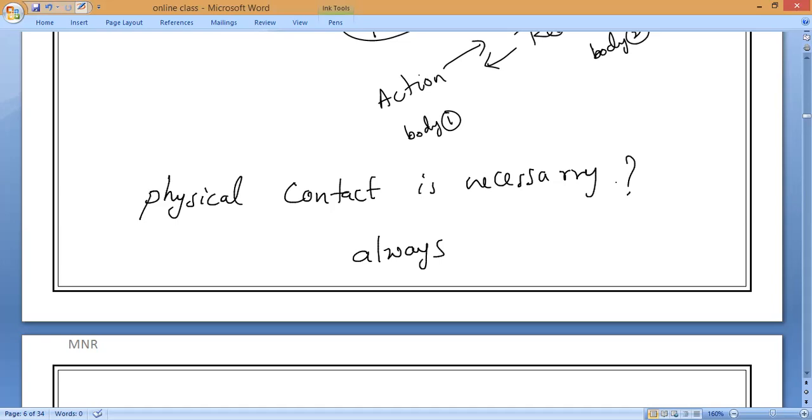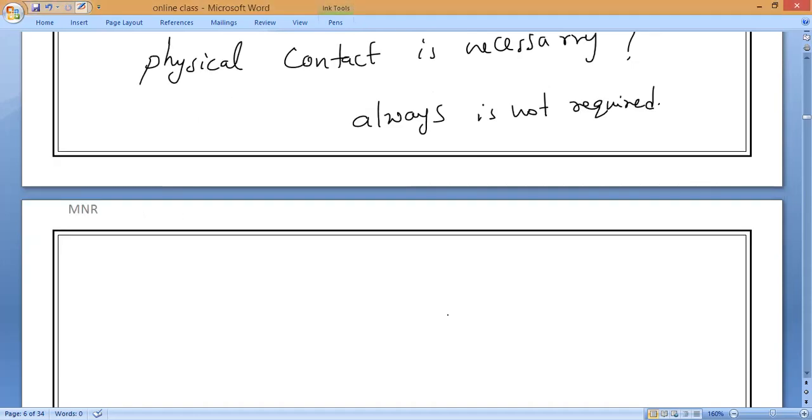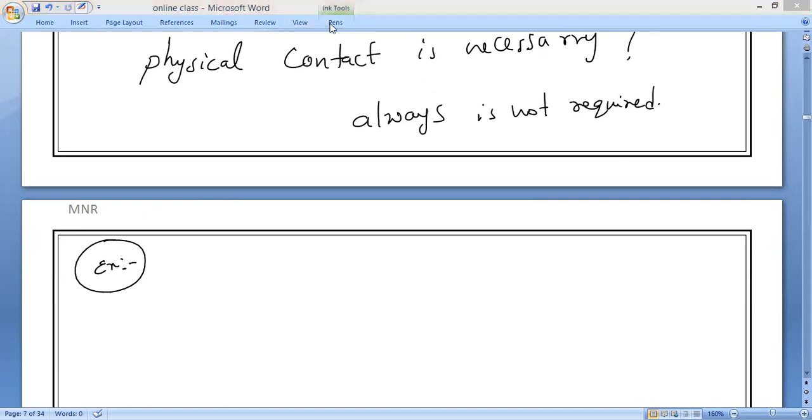So physical contact is not always required. I will give two examples of forces acting between two different bodies that still follow Newton's third law. The first one is the gravitational force between the sun and the planets. Understand? Is there any physical contact between the sun and the earth, or the sun and the planets? No, sir. Any doubt? Anyone?